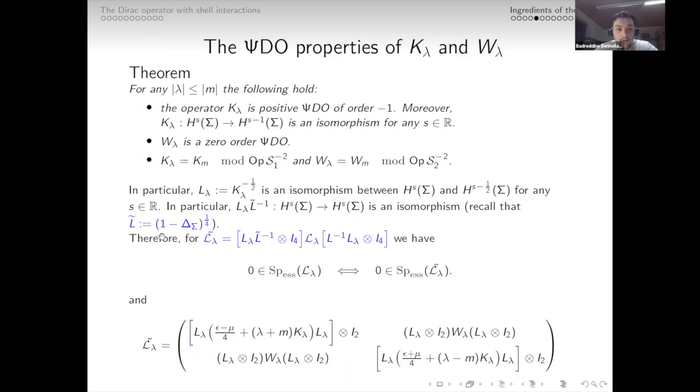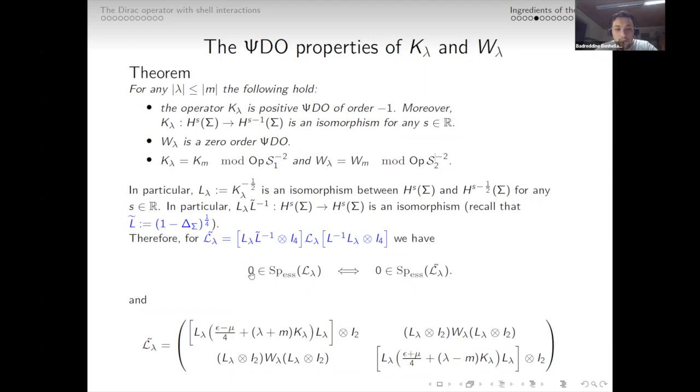So recall here, this is the definition of L tilde. So with the help of this isomorphism, we can simplify our operator L lambda. So I'm denoting by L lambda tilde this operator. I'm multiplying somehow to get rid of this Laplace-Beltrami operator, and we have this equivalence.